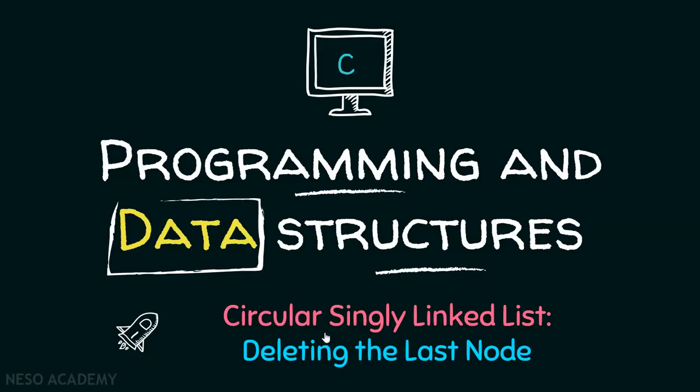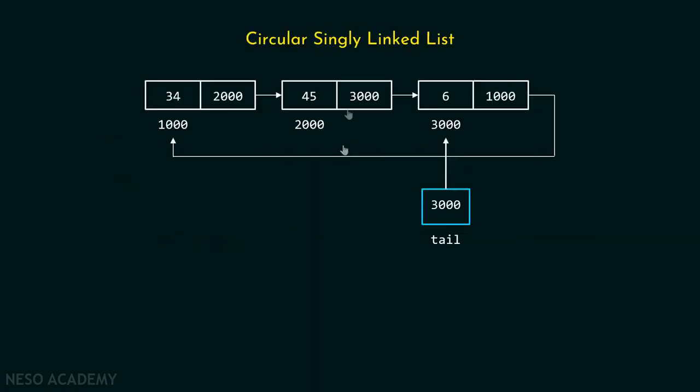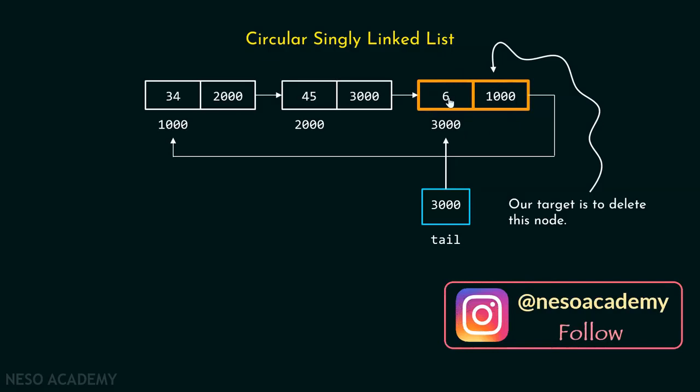In this presentation, we will learn how to delete the last node of the circular singly linked list. So let's get started. Let us suppose we already have this circular singly linked list and the tail pointer is pointing to the last node of this list. Our target is to delete this particular node, that is the last node of this list, right?